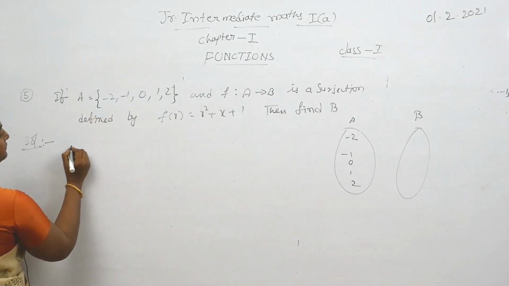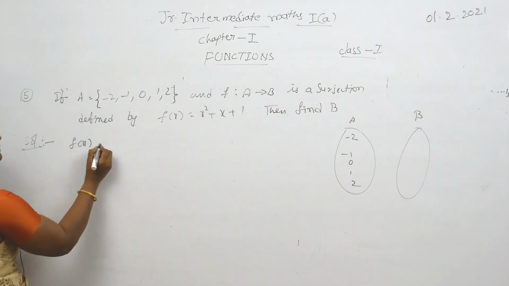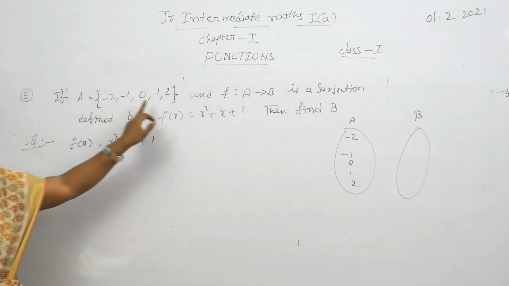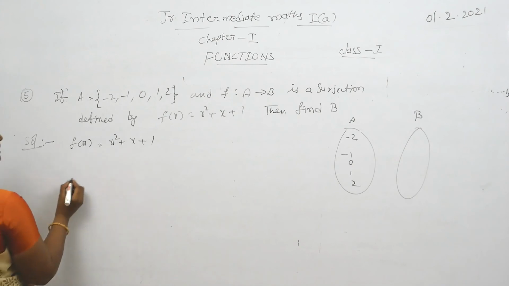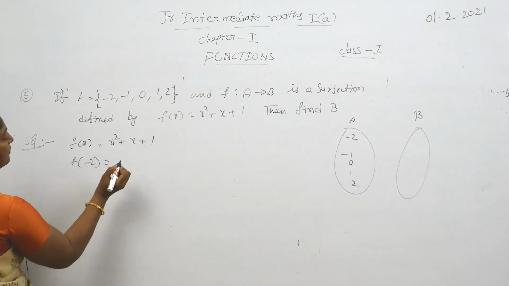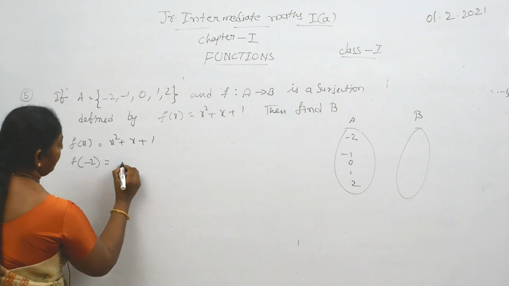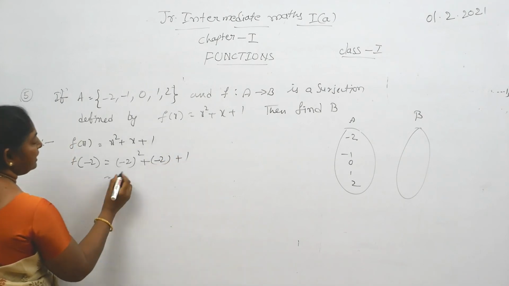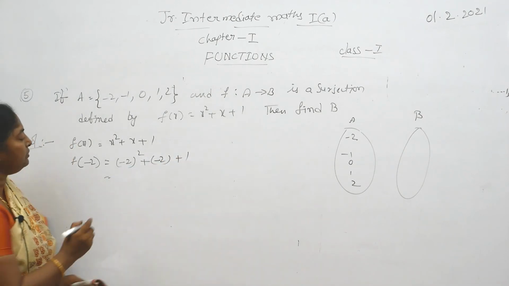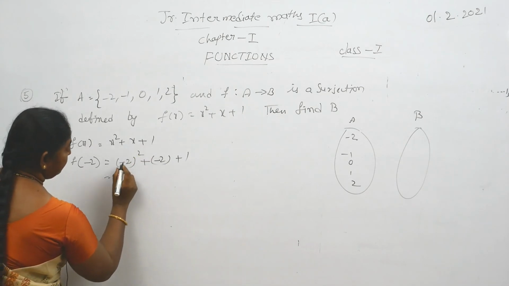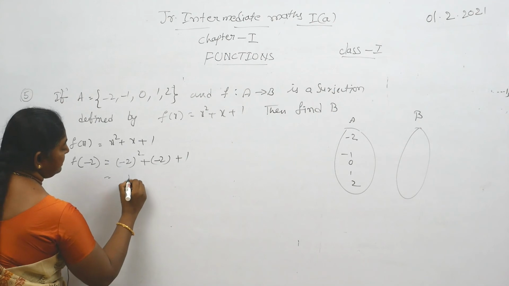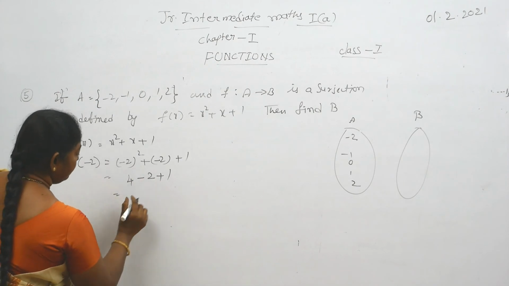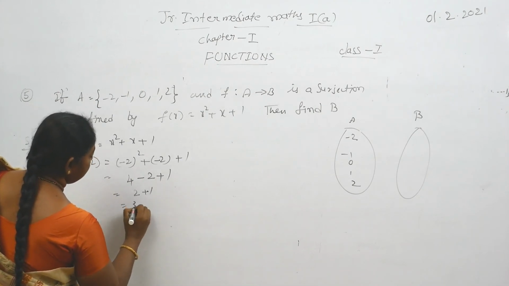So first, f of x equals x square plus x plus 1. Substitute all these values in this expression. So f of minus 2 equals (minus 2) whole square plus minus 2 plus 1. That equals 2 square means 4, minus 2 plus 1. That equals 4 minus 2, 2 plus 1 equals 3.